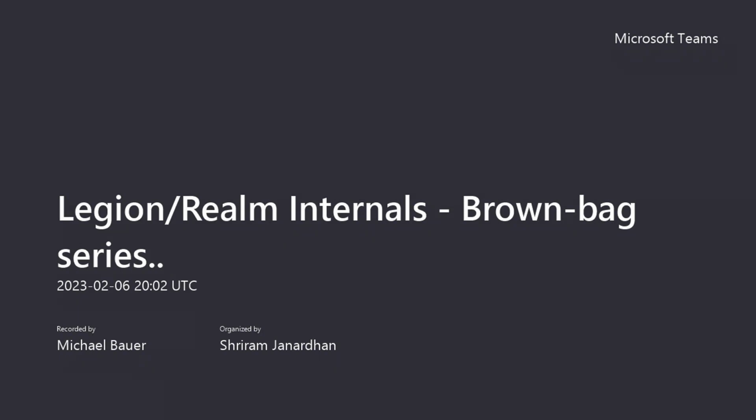The plan is that we're going to meet once a week, and we're going to alternate weeks. So we're going to start with Legion this week, and then we'll do a Realm week next week, and then back to Legion, and so forth. The idea will be to describe the internals of these runtime systems.